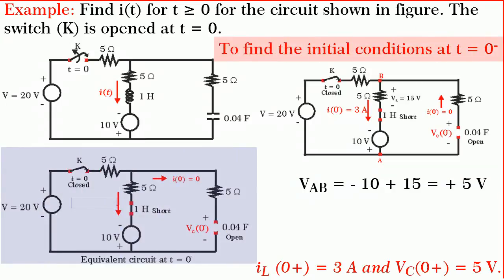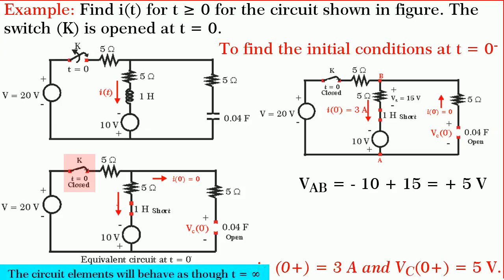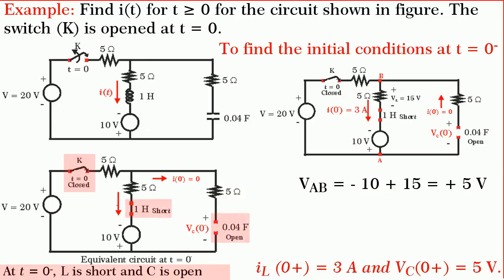At t equal to 0 minus, the switch is closed as shown in the figure, and it has remained closed for infinite time before switching. So, the circuit elements will behave as though they are at t equal to infinity. Hence, at t equal to 0 minus, L is short and C is open. Since C is open, note that no current will flow through this 5 ohm resistance.